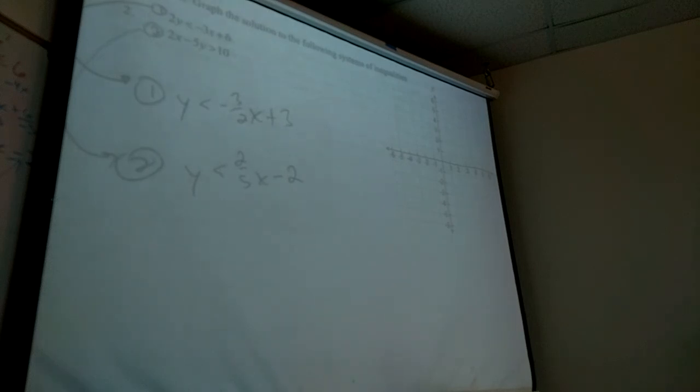So obviously, if you still have trouble graphing lines, these are going to suck. If you forget to switch this inequality sign, that's going to suck a bit, because you're going to shade the wrong way.